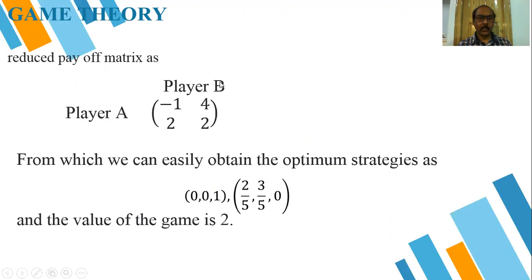In this case, A sticks to the third one and B has the mixed strategy. A has the strategy 0, 0, 1, that means player A sticks to strategy 3 and B has the mixed strategy. That means A has the pure strategy and B has the mixed strategy 2 by 5, 3 by 5 and 0. So B never chooses the third one and A always tries to choose the third one.